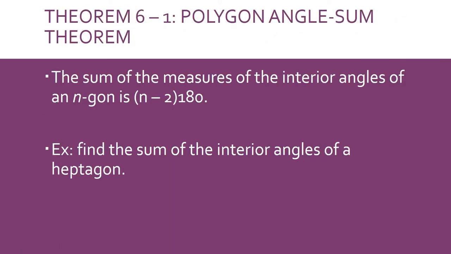Theorem 6.1, polygon angle sum theorem. The sum of the measures of the interior angles of an n-gon is n minus 2 times 180. So let's start with a 5-sided polygon again. It's a pretty good one to use. And I take my 3 triangles.